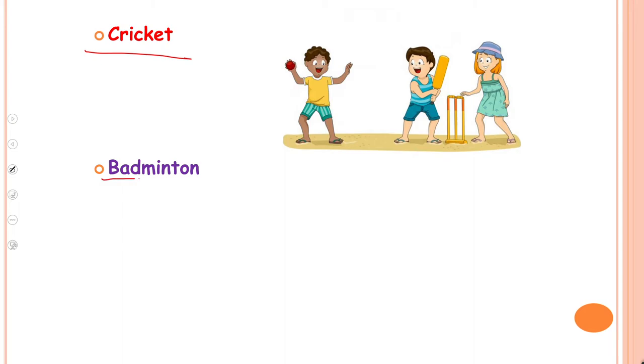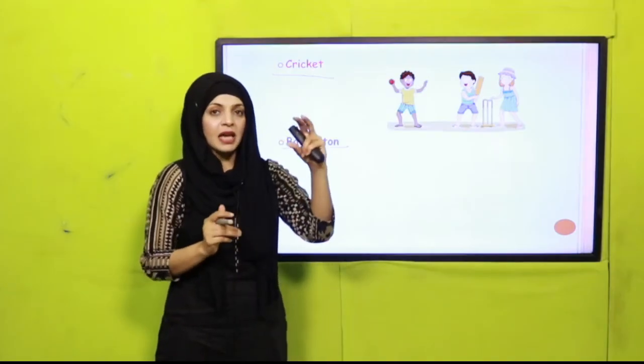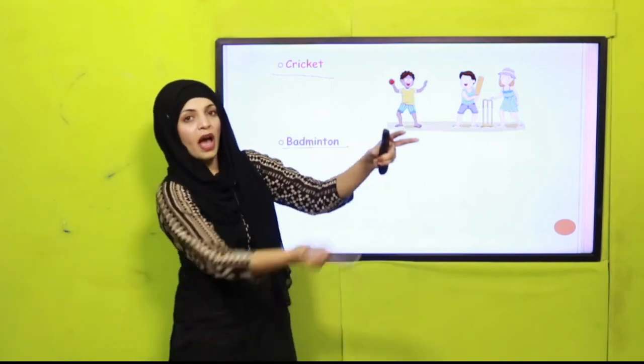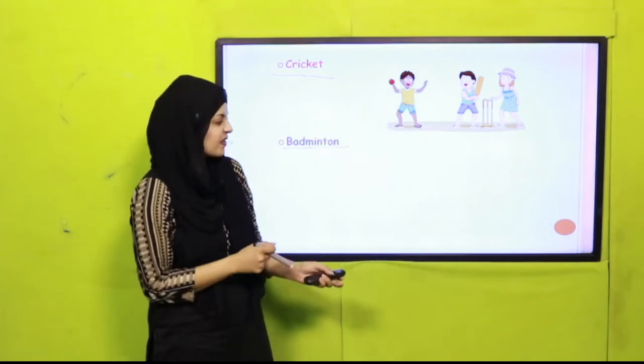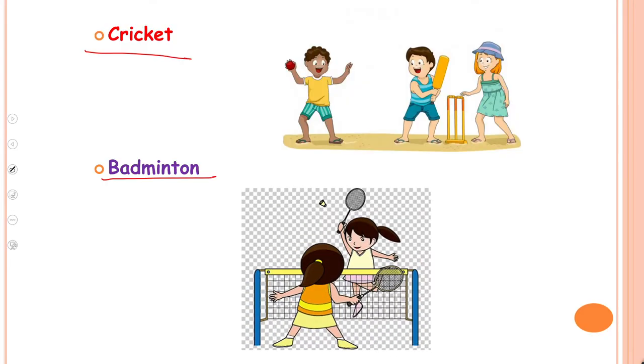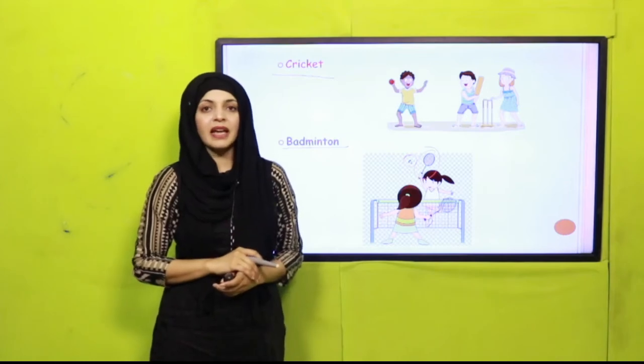Now, badminton. How do we play badminton? There's a birdie and a racket and you have to hit the birdie with your racket. So this is the action of badminton. That's how we play badminton. This is the birdie and this is the racket. Okay, everybody has done it.